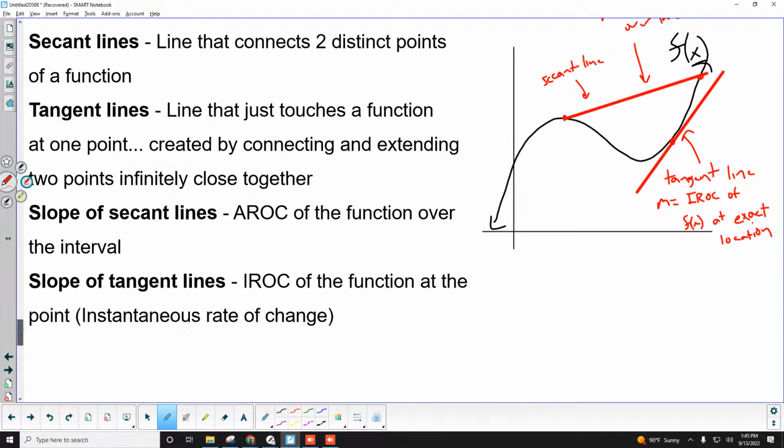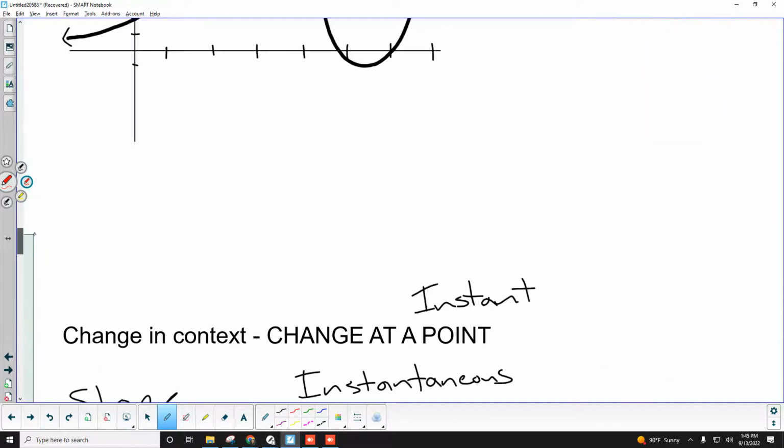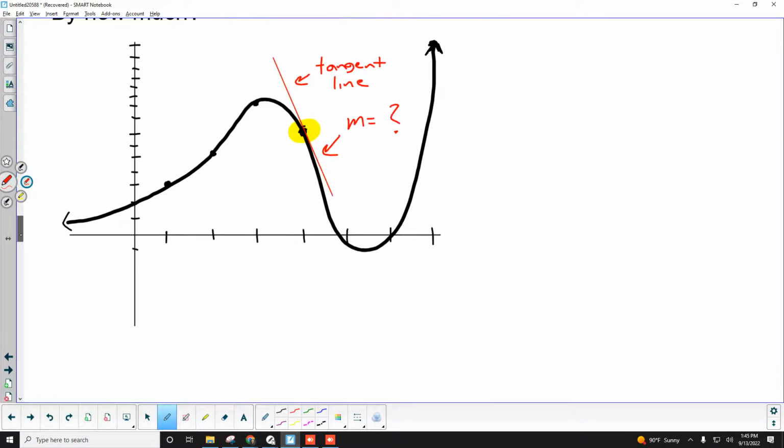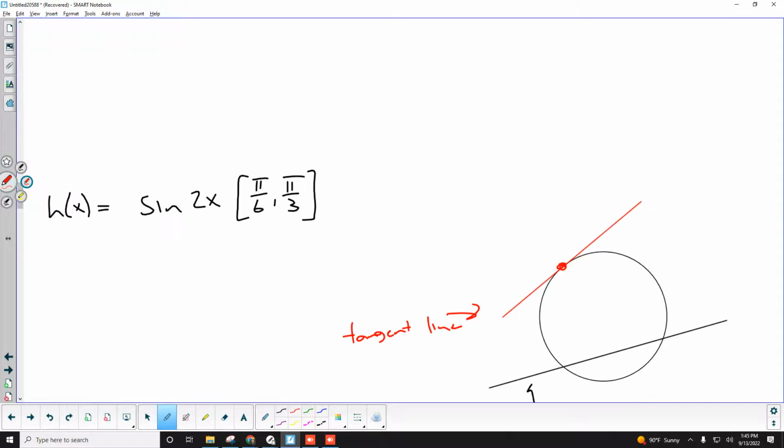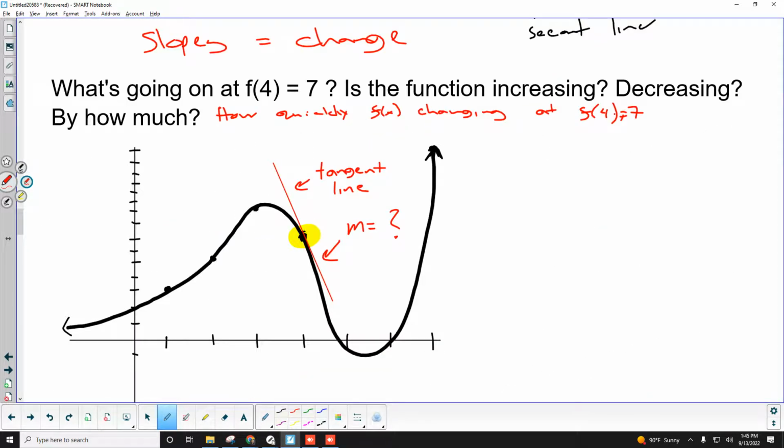But the problem for thousands of years is, what the heck is the value? I want an answer. I want a number. You guys are giving me numbers for average rate of change, but how do I find that number? Well, you guys actually know a characteristic of this number, of this function at 4, 7. Tell your neighbors, what would be a characteristic of this slope value, numerical value? Tell them.